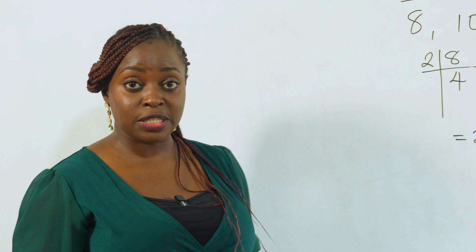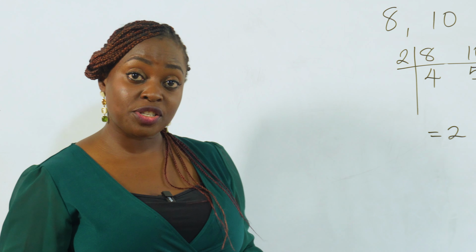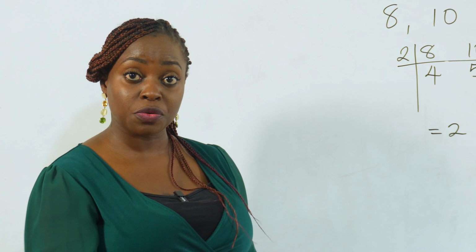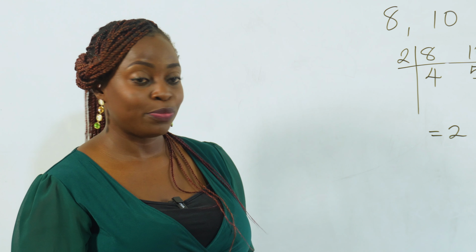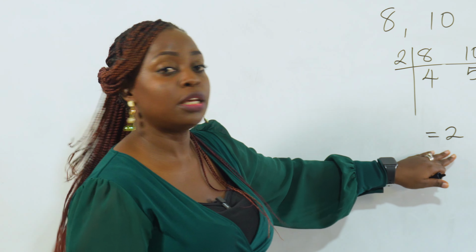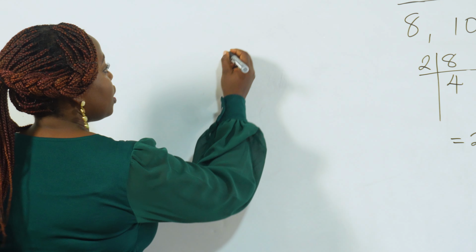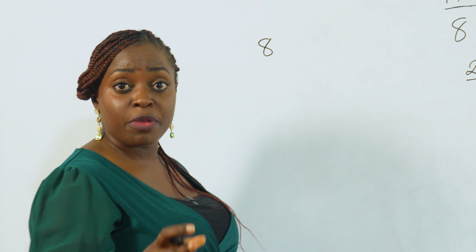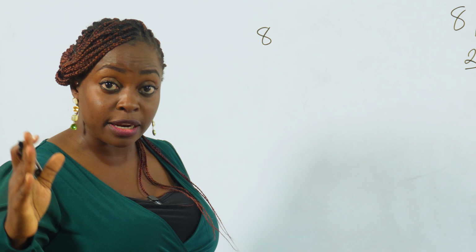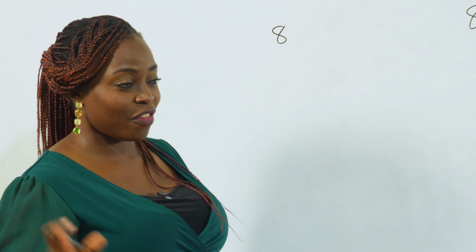Unlike your LCM, where you need to work it out till you have 1 at the bottom, in your HCF, when you cannot find a number that can divide both of them without a remainder, you stop. So the highest common factor of 8 and 10 is 2. Now let me show you the second method. In the second method, we're going to have to list out all the factors of 8 and all the factors of 10. Then we find the common factors and then the highest of those common factors.